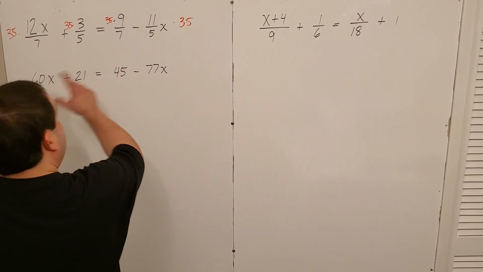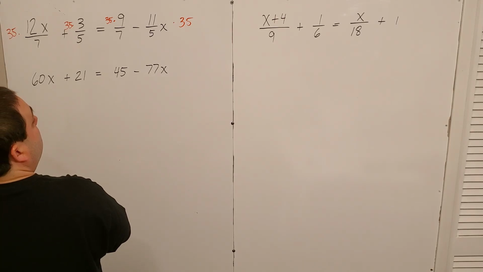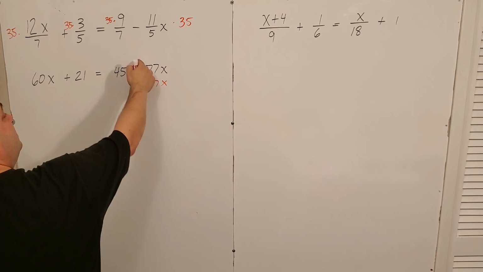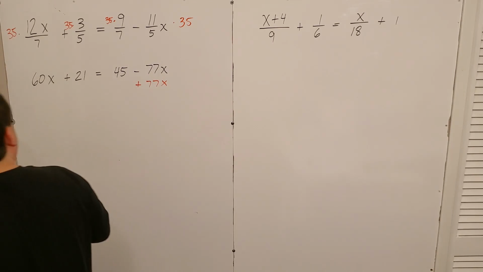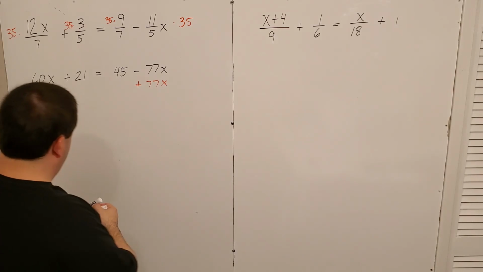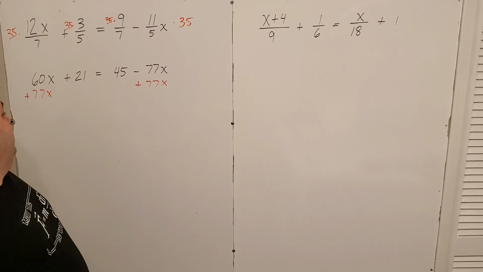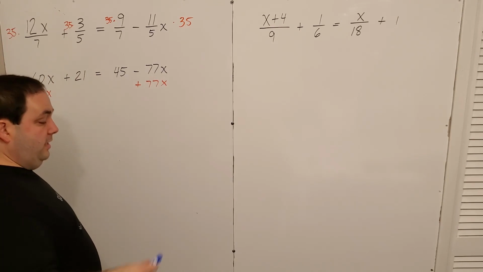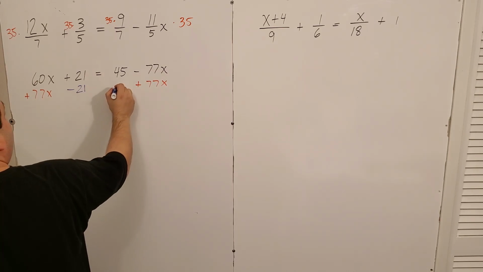I say letters to the left, so I don't want this guy here, right? So I'm going to add 77x, because that's what will eliminate with negative 77x. So I'm going to add 77x. All right. Also, I don't want the 21 on this side, right? I want those things all on that side. So I'm going to eliminate with a minus 21.